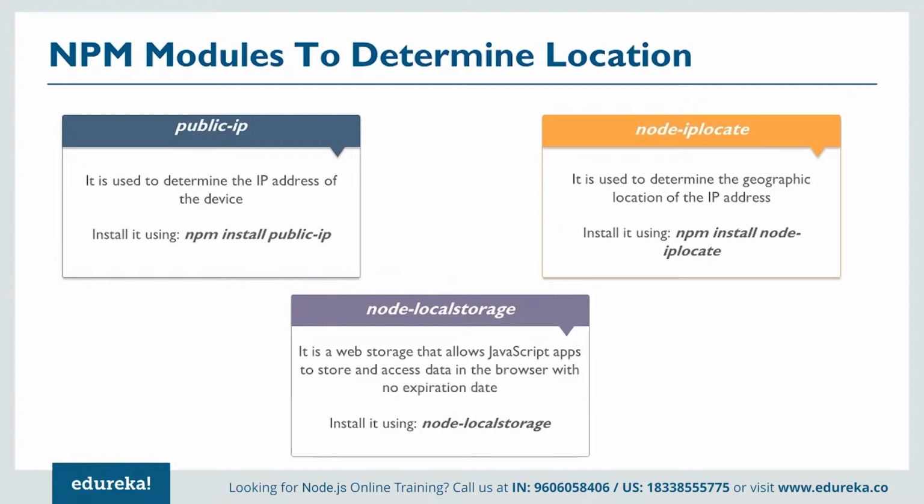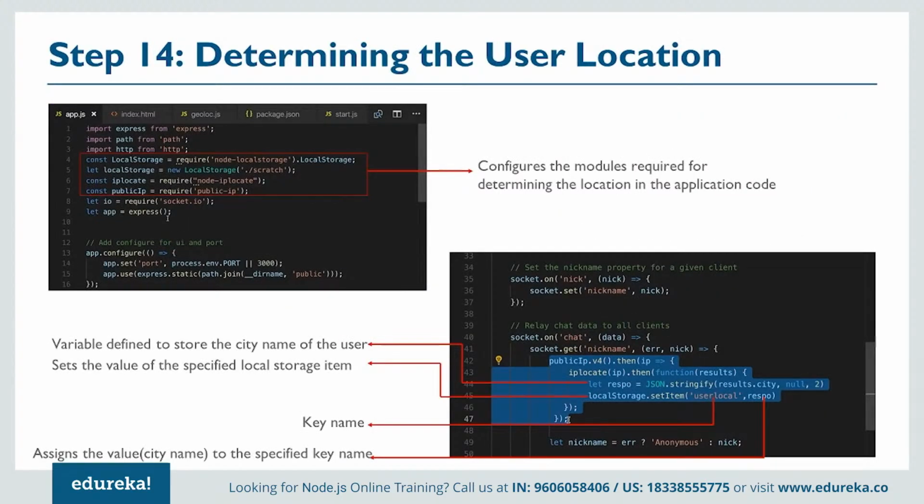And then node local storage is a web storage that allows JavaScript apps to store and access data in the browser with no expiration date. So one, to get the IP, second, to get the location of that IP, and then this to store it. Now, determining the user location. We import all the modules required, which we just talked about.